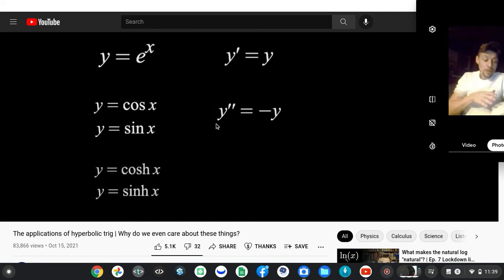Well, hyperbolic sine and cosine are almost the same. They both have the property where the second derivative is the same as the original function. And these hyperbolic functions satisfy this differential equation.